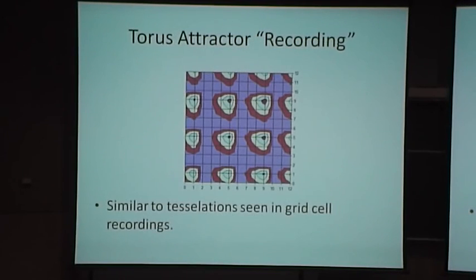So what happens if you do that? Interesting, we end up getting a tessellated version of the recording. Now, if you just do the torus in the way that it's described by McNaughton, you end up with a square tessellation. We went a step further, and I'll show you that in a moment. But it's starting to look a bit more like those grid cells. It seems to be a step in the right direction.